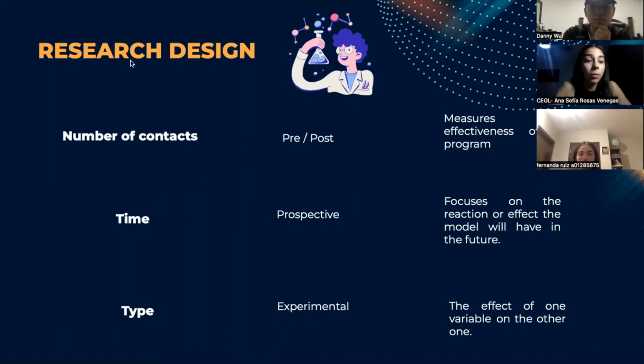We used pre and post contacts because we measure the effectiveness of a program. The time was prospective because we focused on the reaction or effect of the model in the future. And the type was experimental because it measures the effect of one variable on the other.